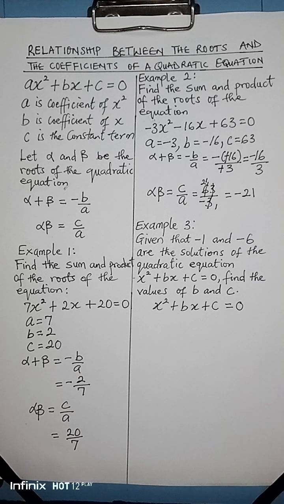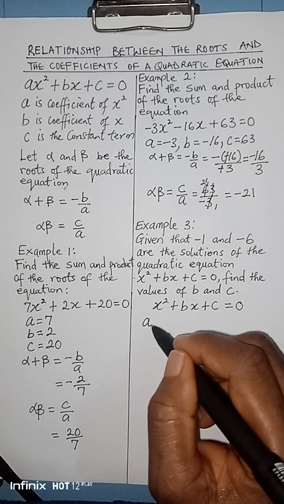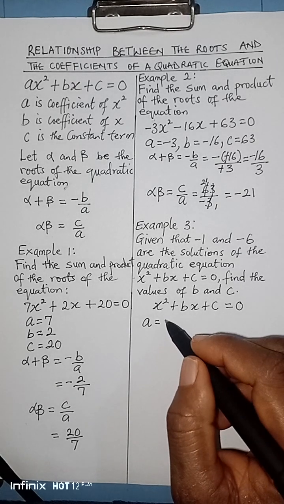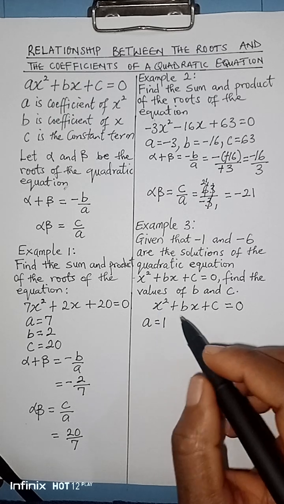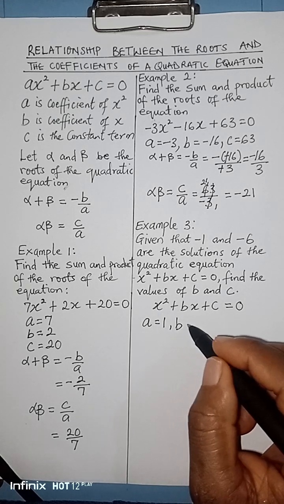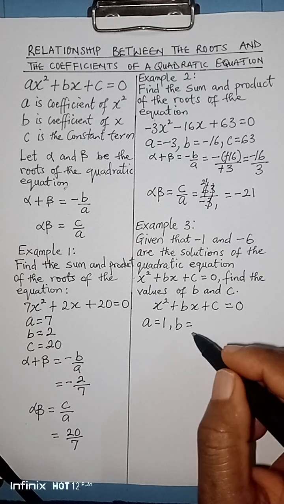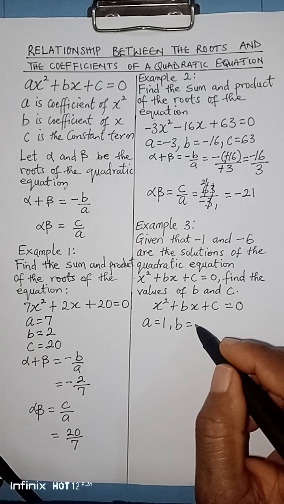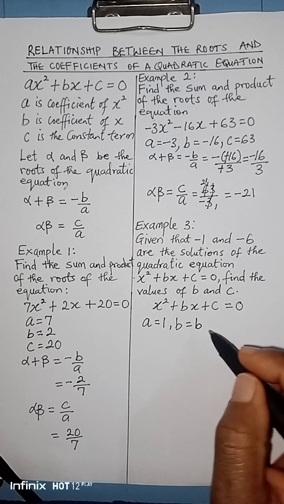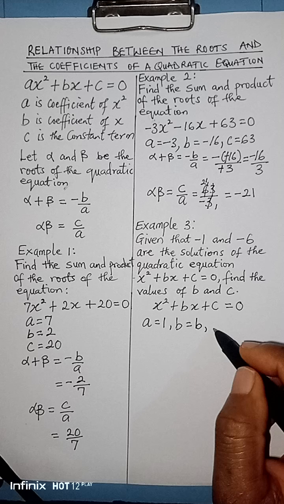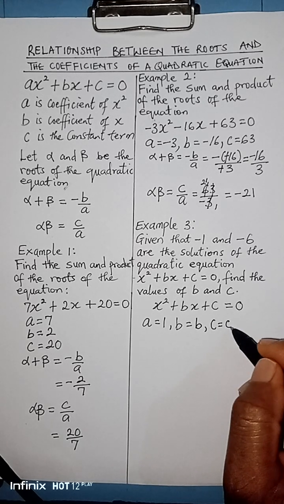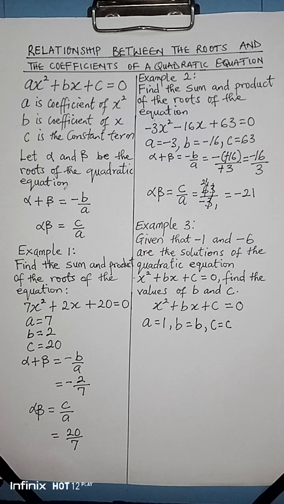Still the same procedure. So let's see if we can determine our a, the coefficient of x squared. What is the coefficient of x squared here? It's 1. Now remember, we don't usually write a 1. What is the coefficient of x to get a value for b? The coefficient of x here is b, and so b would be here. And the c, the constant term, is also c, so you can leave it as c. That way, you're not confused, you know what to put into those values.